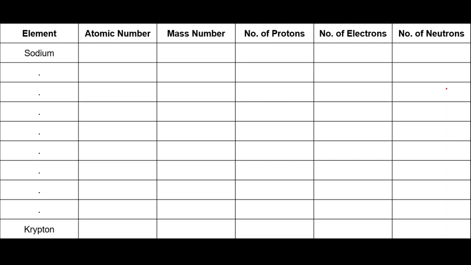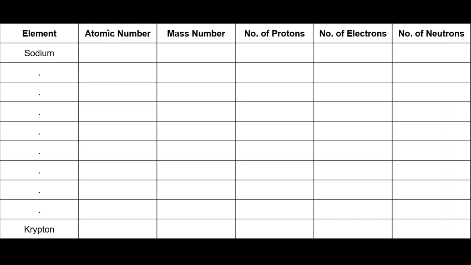Okay, for your activity for this day, you copy this table and fill it up. So write the elements here from sodium to krypton, then the atomic number, and then the mass number. Then you identify the number of protons, electrons, and neutrons. So again, all the elements from sodium up to krypton. The arrangement is based on the atomic number.